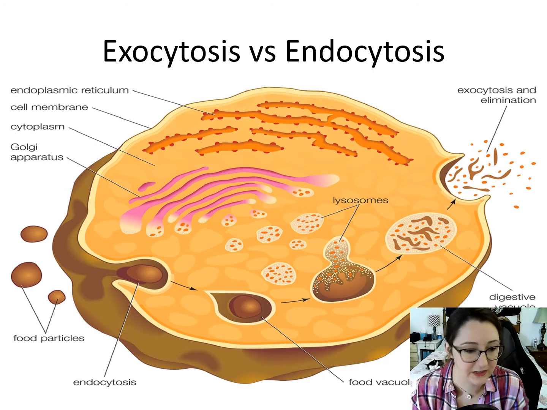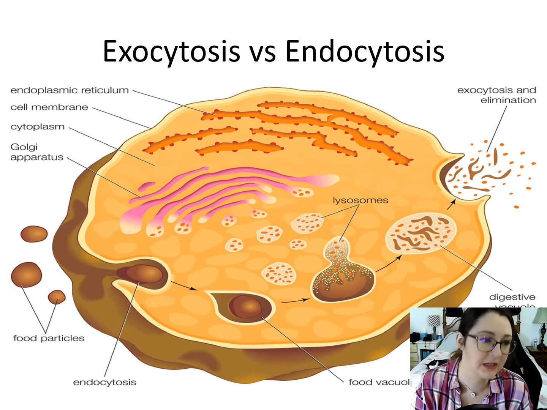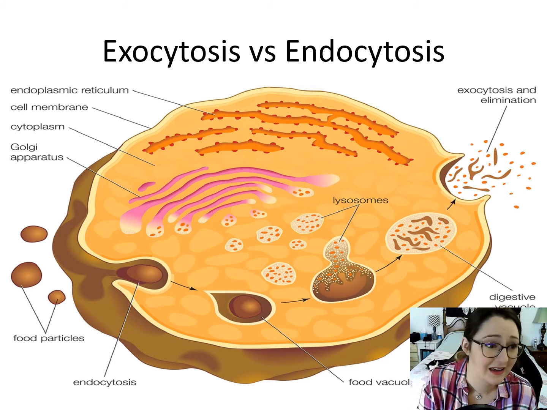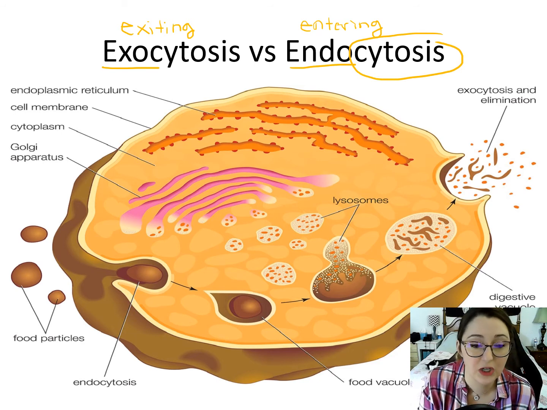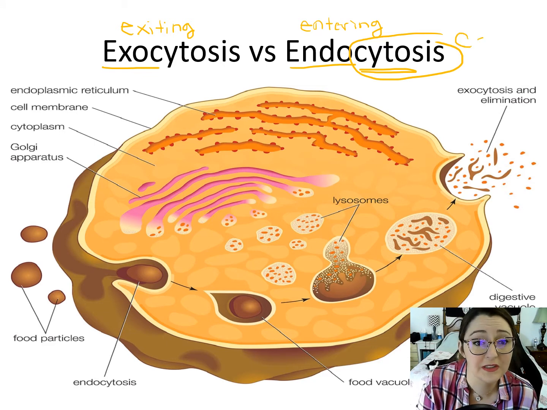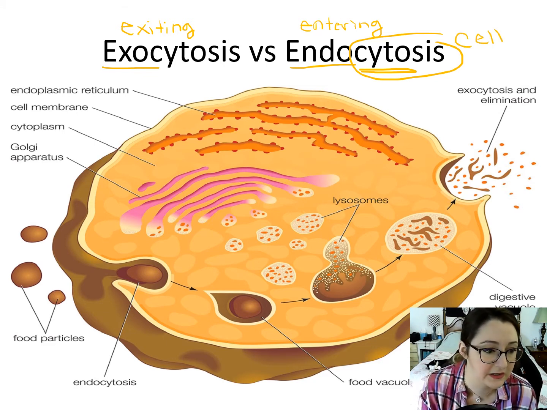Then here we have exocytosis versus endocytosis. As the names imply, exocytosis is going to mean exiting the cell, and endocytosis is going to be entering the cell. And anytime you see this word, cytosis or cyto, it is referring to the cell. And then you can see this nice example of endocytosis of food particles coming into the cell.